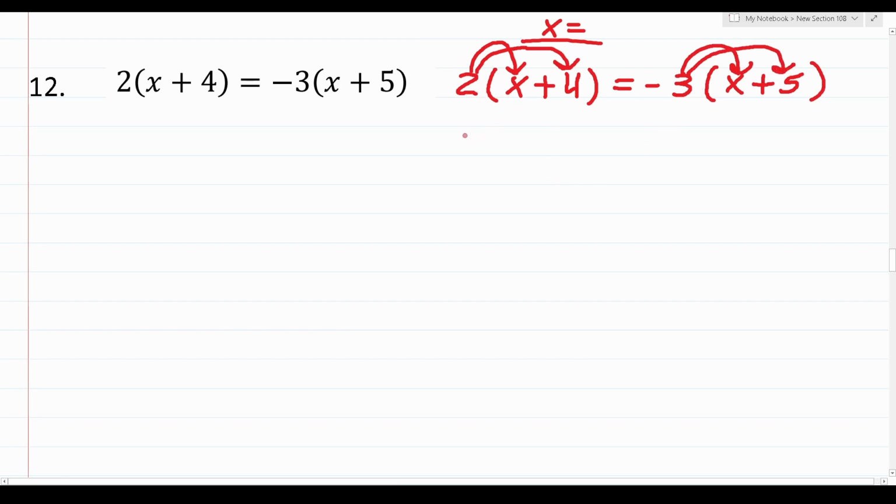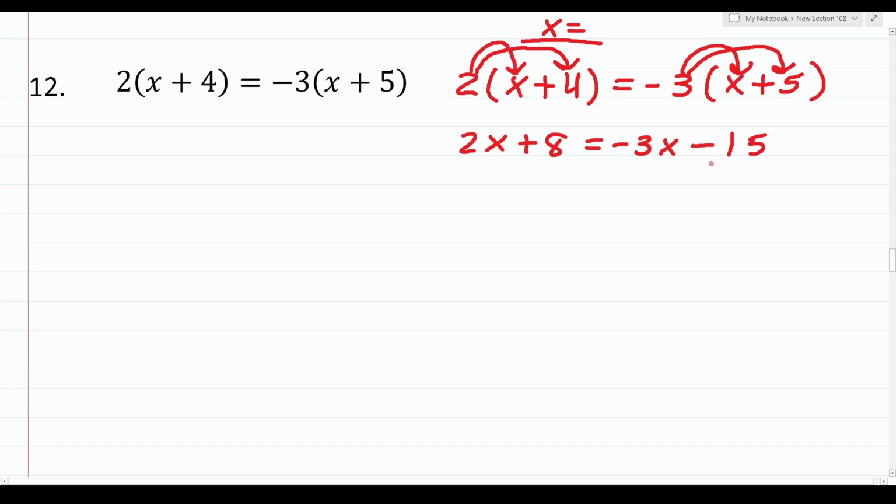This becomes 2 times x, which is 2x, plus 2 times 4, which is 8, equals negative 3 times x, which is negative 3x, minus, and how do I know it's minus? We have negative 3 times positive 5. A negative times a positive is going to be a negative. Negative 3 times positive 5 is negative 15.